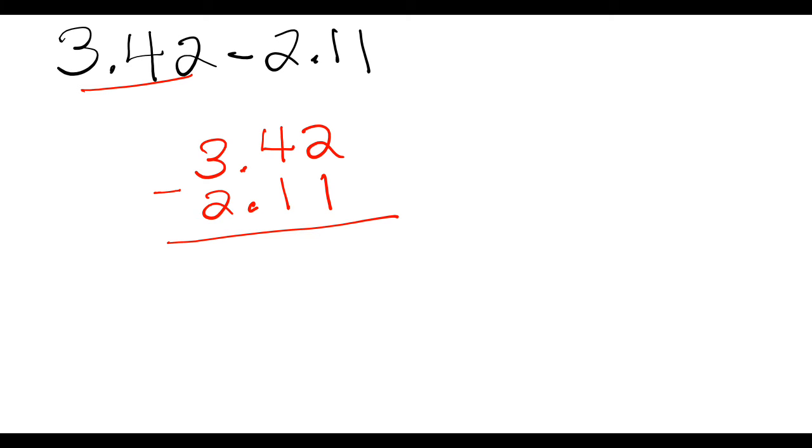And you can see here that I've got my decimals all nicely lined up, and so I could even write in my decimal right there because that's how we keep track of the place values. And then from there I'm just going to go through and subtract as normal. So 2 subtract 1 is 1, 4 subtract 1 is 3, and there's the decimal, and 3 subtract 2 is 1. So 3.42 minus 2.11 is 1.31.